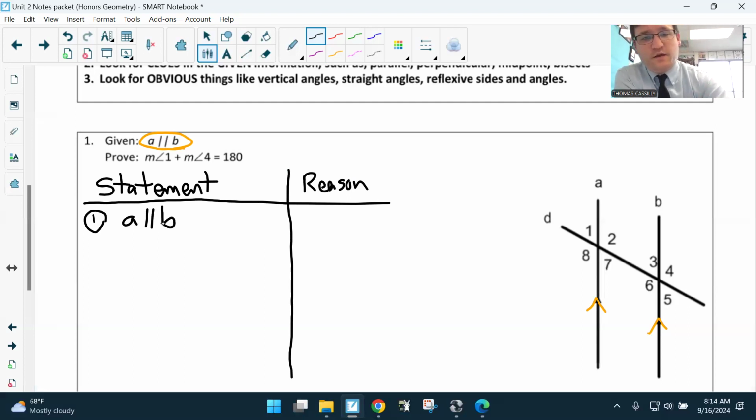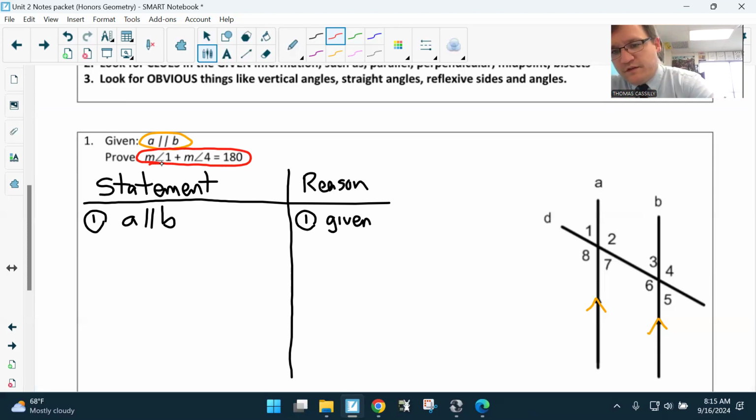Why do I know that? I know that because that is our given information. All right. So step number 1 done. Keep in mind what we're trying to do. We are trying to show that angle 1 plus angle 4 is equal to 180 degrees. All right, so we have to go step by step to explain why we know angle 1 and angle 4 is 180 degrees.